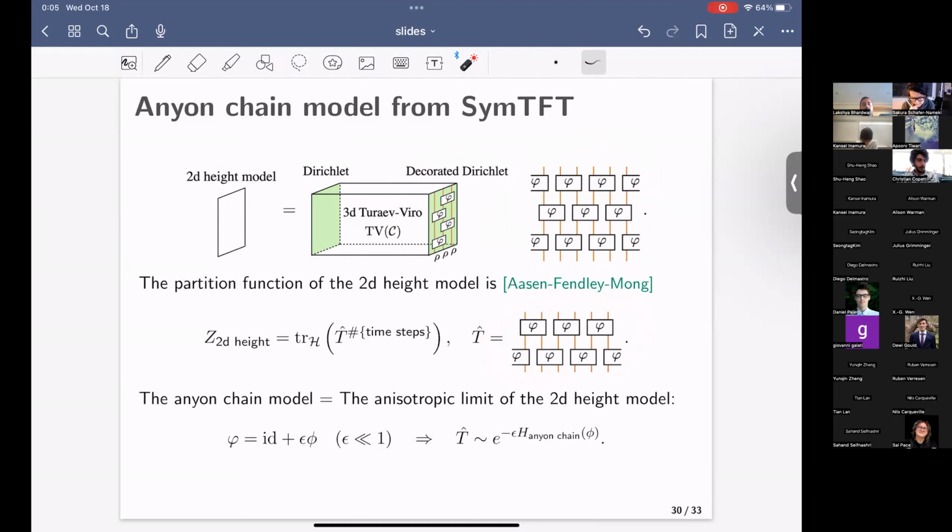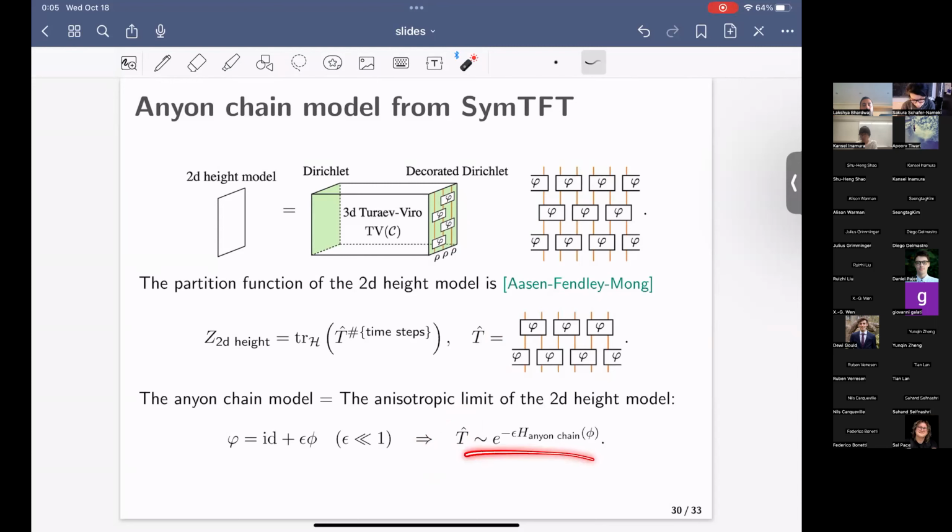And then, by taking the anisotropic limit of this two-dimensional height model, we can obtain the anyon chain model. So more specifically, if we choose this morphism phi to be the identity morphism plus epsilon phi, where epsilon is a very small parameter, then the transfer matrix becomes an imaginary time evolution by some Hamiltonian h. And this Hamiltonian turns out to be the same as the anyon chain Hamiltonian. So in this way, we can obtain the anyon chain model by using the symmetry TFT construction. And this is studied by the paper by Aasen and Ramon.